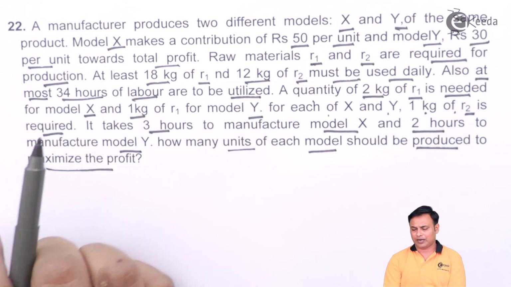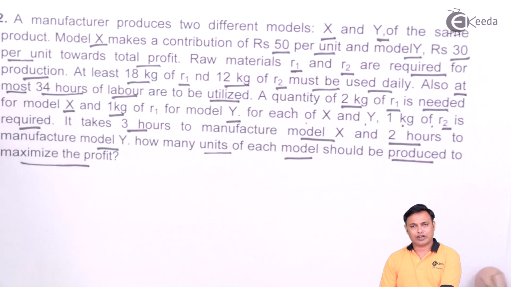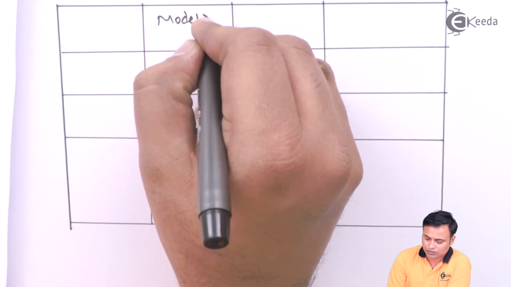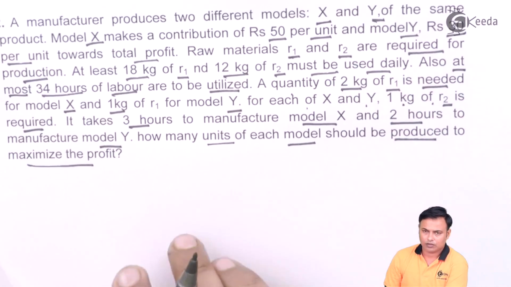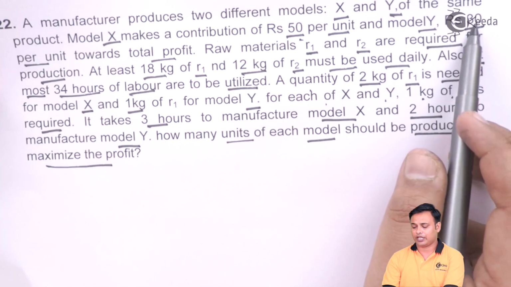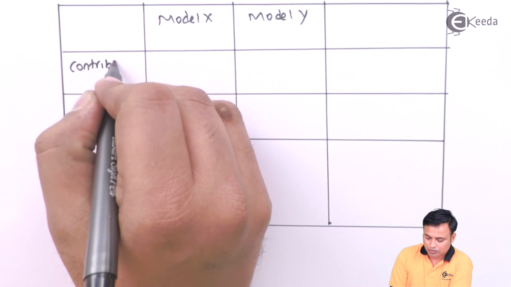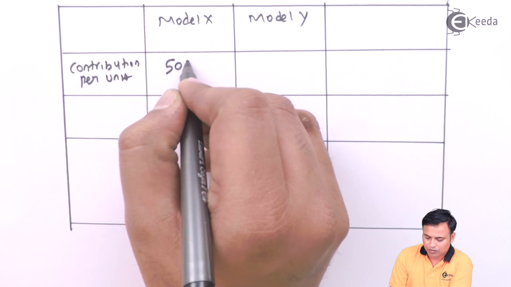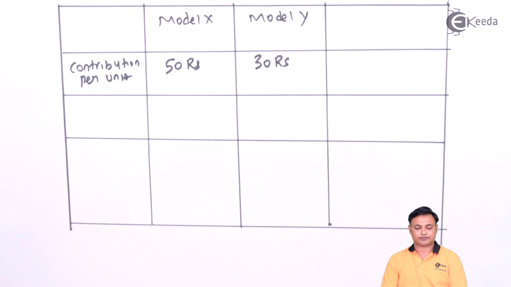So let's first make the table and then we'll make the assumptions. So here we are with the table. In the table I'll put down the models X and Y into the columns. This is my model X. This is my model Y. What is my contribution? My contribution per unit is 50 for X and 30 for Y.